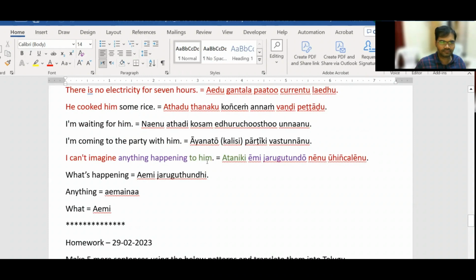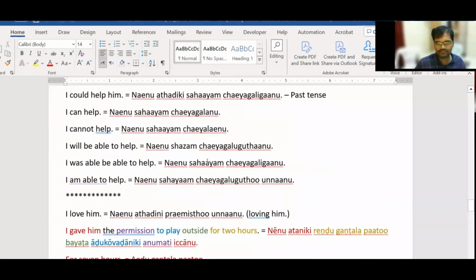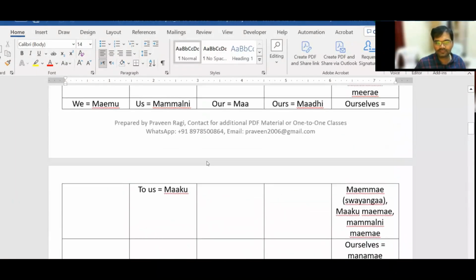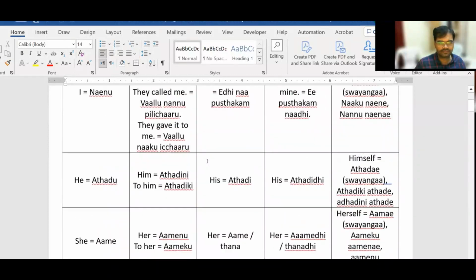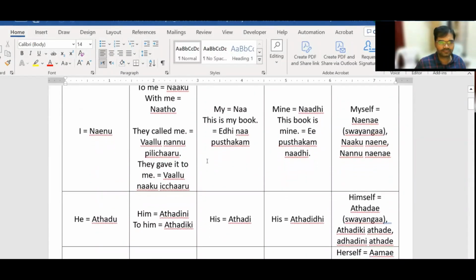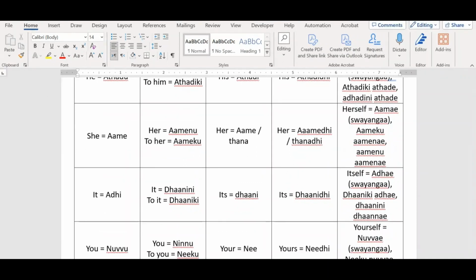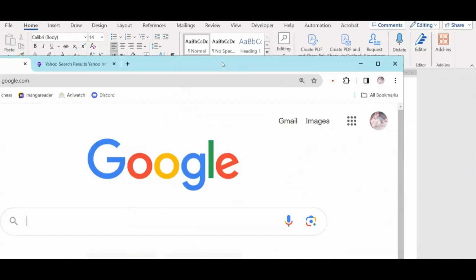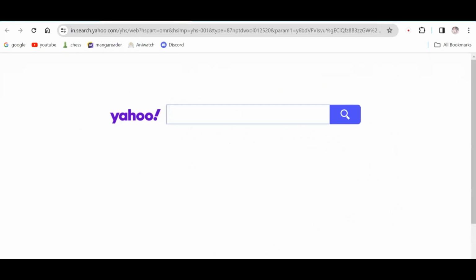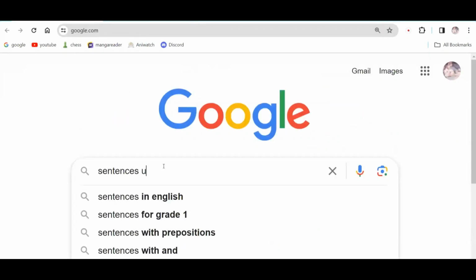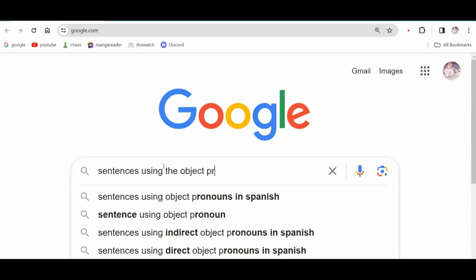We will go to the next object pronoun, and it will be "her". After "him", we can make "her" sentences. It's almost similar, but let's have some practice. All are almost similar. We'll not have many sentences, just a few, then we'll move. Sentences using the object pronoun.